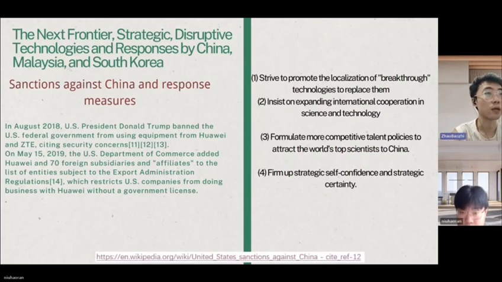The last one is to form strategic self-confidence and strategic certainty. Next.